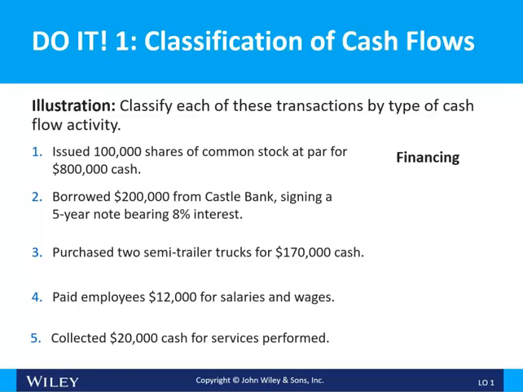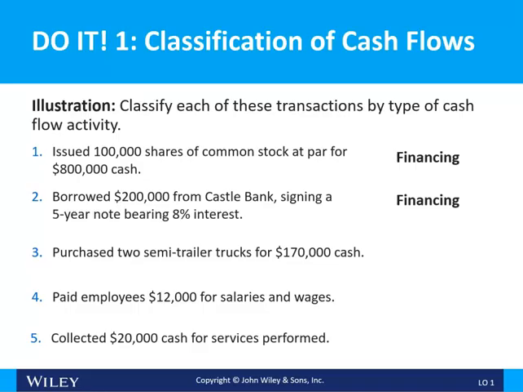We borrow $200,000 from Castle Bank, signing a 5-year note bearing 8% interest. Again, that's financing. So we're financing our business. We're borrowing money so we can use that cash. So we're going to show that cash inflow in the financing section.